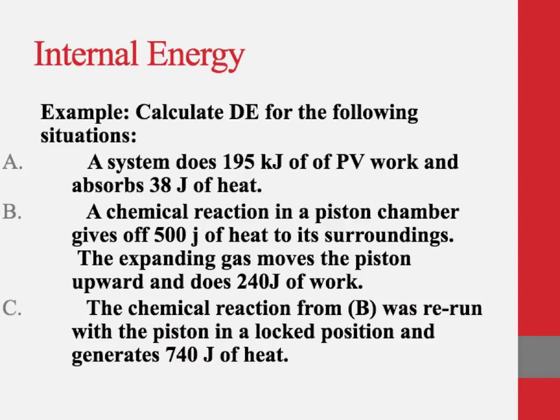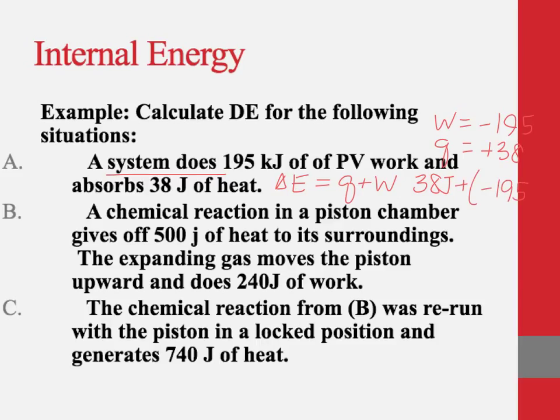All right, last slide. So let's do some sample calculations for the change in energy. A system does 195 kilojoules of PV work and absorbs 38 joules of heat. So the system's doing work, so that means that my work is going to be negative 195, and it absorbs heat. So my Q is going to be positive 38. So when I look at my equation, delta E equals Q plus W, this is going to be 38 joules plus a negative 195 kilojoules.